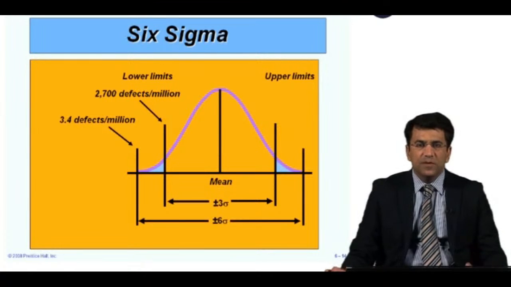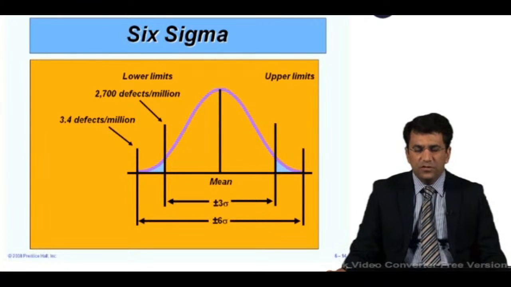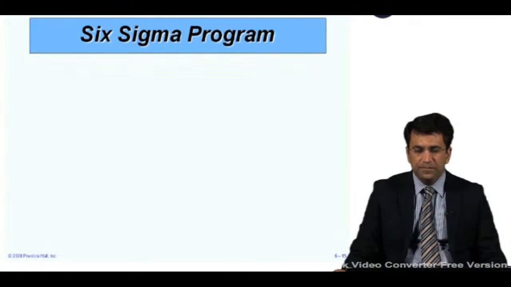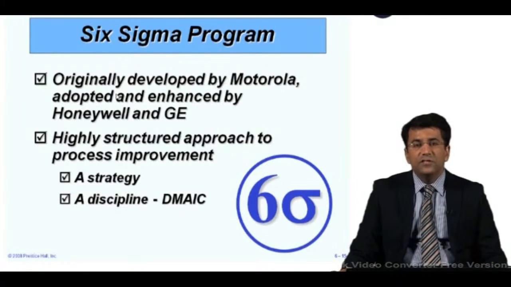So this is the importance of Six Sigma: if we are able to prevail this Six Sigma concept in our organizational setting and in our operations, we can almost eliminate our defects down to 0. So this is the importance of the Six Sigma concept in quality management. Six Sigma was originally developed by Motorola, and adopted and enhanced by General Electric and Honeywell. It is a highly structured approach to process improvement. The basic purpose of Six Sigma is the improvement of our processes and operations.